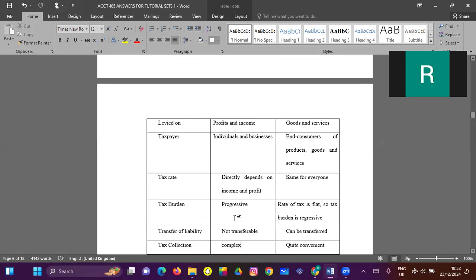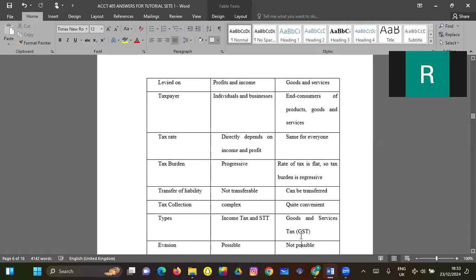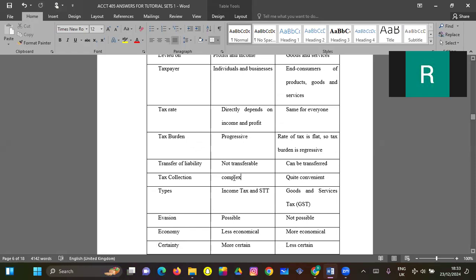Then the tax burden, this is progressive, meaning as you earn more, you pay more. And here, this is regressive. The rate of tax is flat, so the tax burden is regressive. And then the transfer of liability: the direct tax is not transferable, while the indirect tax can be transferred from the producer to the consumer. Tax collection here is complex, whilst here is quite convenient. Then types: income tax, and then social security tax. Then we also have goods and services tax.